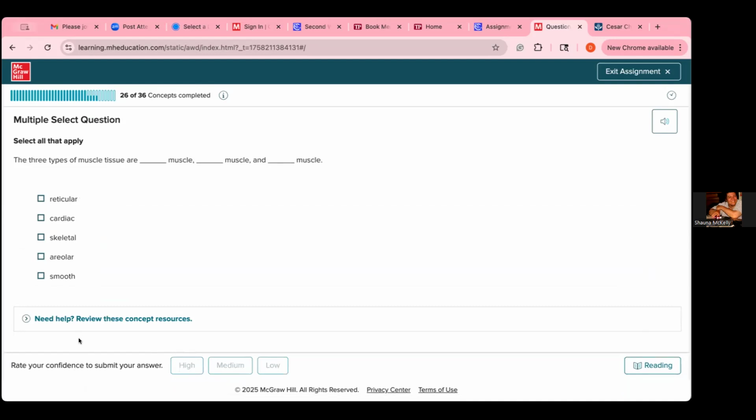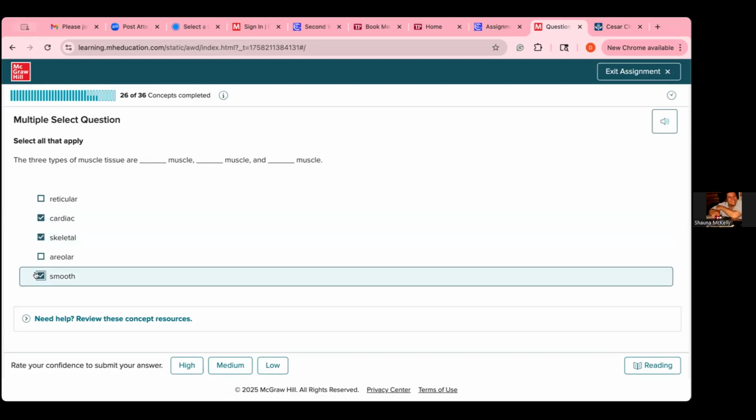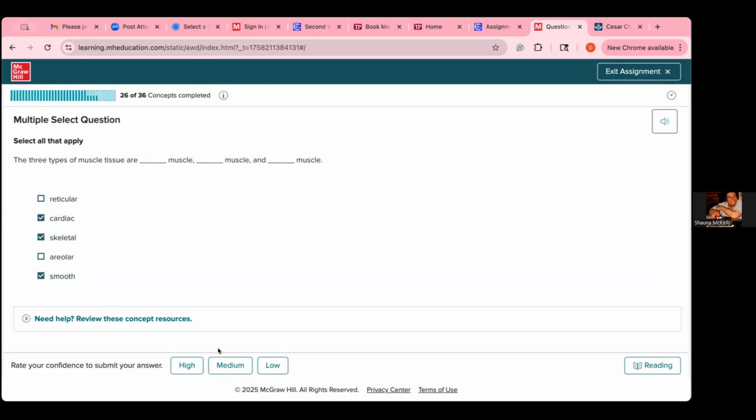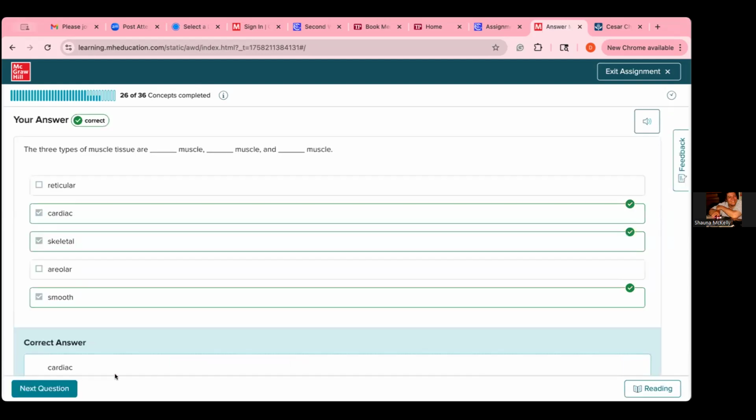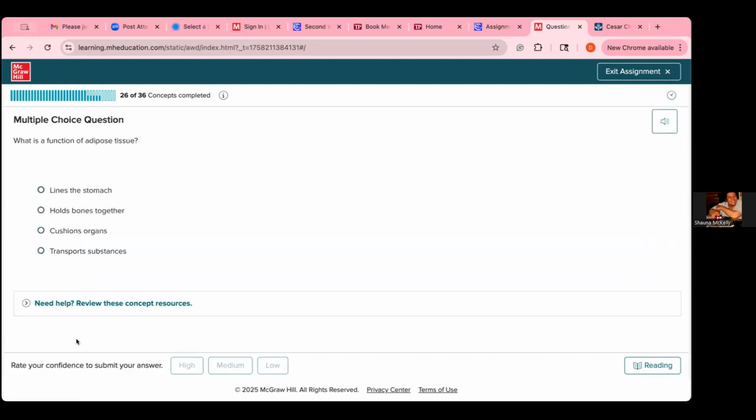Let me go back to, okay, the three types of muscle tissue are cardiac muscle, skeletal muscle, and smooth muscle. Okay. What is a function of adipose tissue? It cushions organs.